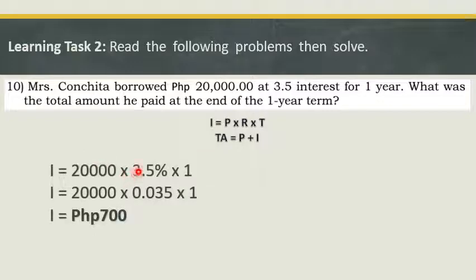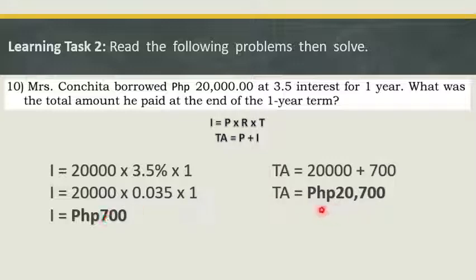So, multiply muna natin siya. So, yung 3.5% magiging decimal, magiging 0.035. So, kapag multiply natin silang tatlo, makukuha natin 700 pesos. So, ito yung interest nung hiniram ni Mrs. Conchita na 20,000 pesos. So, para makuha yung total amount, i-add lang natin yung principal sa ating interest. So, makukuha natin is 20,700 pesos. So, ito yung babayaran ni Mrs. Conchita sa loob ng isang taon.